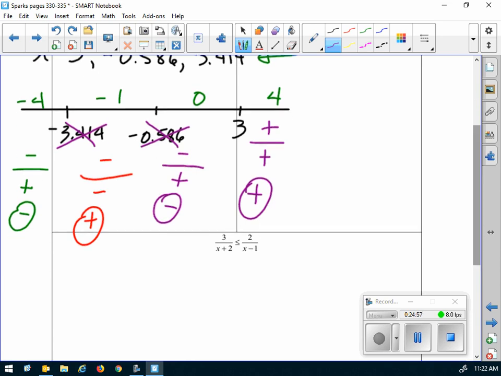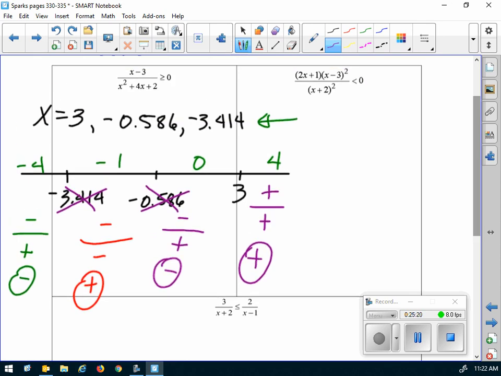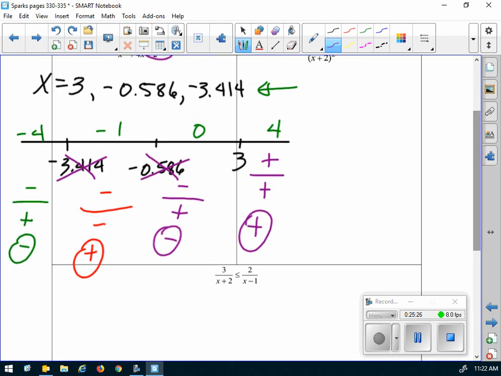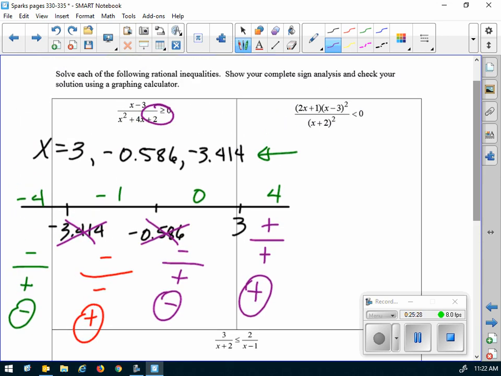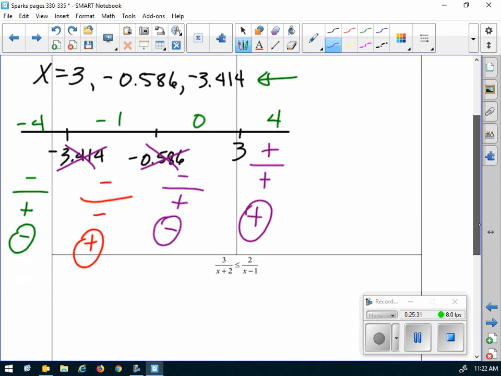If you'll notice, to the left of this negative 3.414, the graph is going to be below the x-axis. And to the right of it, the graph is above the x-axis. So I had to break it there because different things are going to happen on opposite sides of it. Now let's look. I need greater than or equal to 0. At x equal 3, will that be a part of an answer? Yep. Because that makes it equal 0.